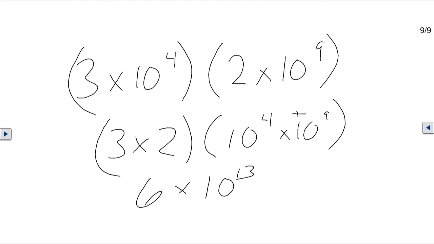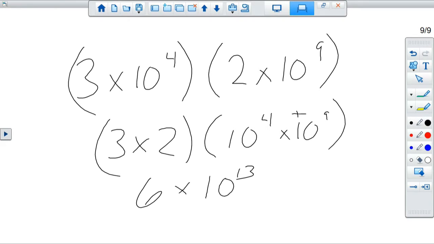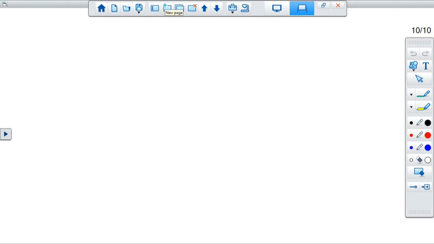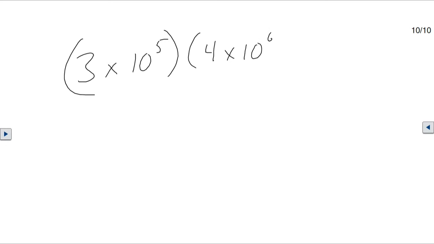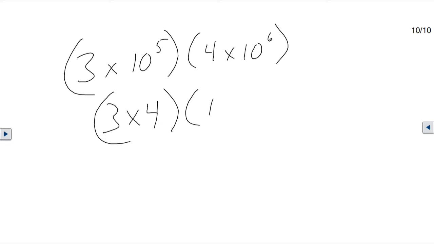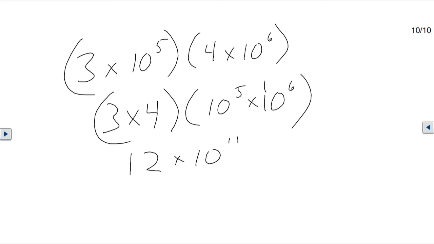And that is in scientific notation. You've got that first number at least 1 and less than 10, times 10 to an exponent. So that one's pretty straightforward. Again, we just multiply our front numbers, multiply our powers of 10 together, and rewrite in scientific notation. Now it doesn't always work out that nicely. Let's look at an example of where it doesn't. Say I had 3 times 10 to the 5th, and I want to multiply that times 4 times 10 to the 6th. So again, we rearrange, group our front numbers together, group together our powers of 10, and we end up with 12 times 10 to the 11th.